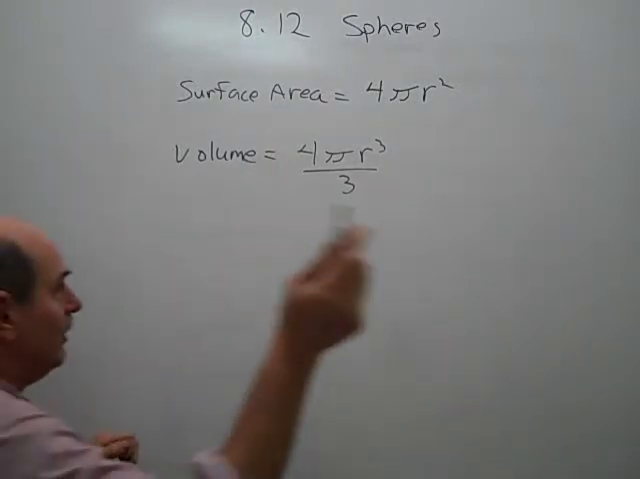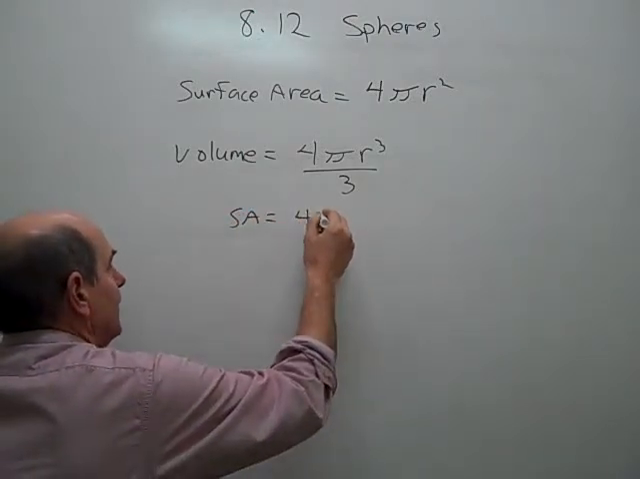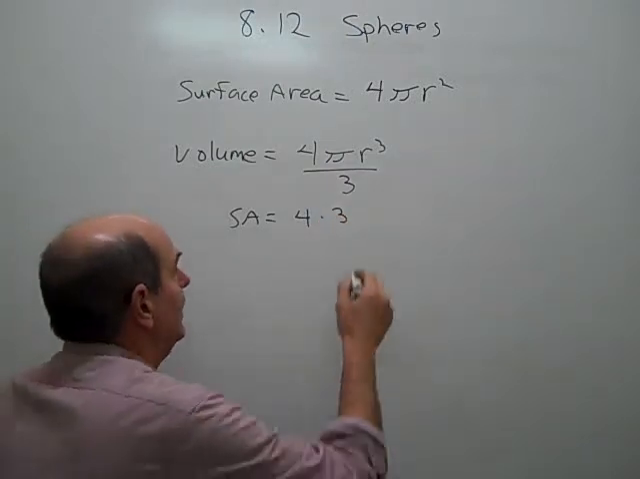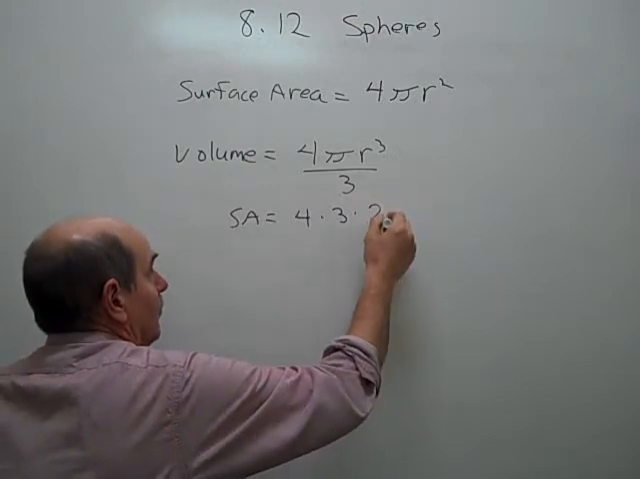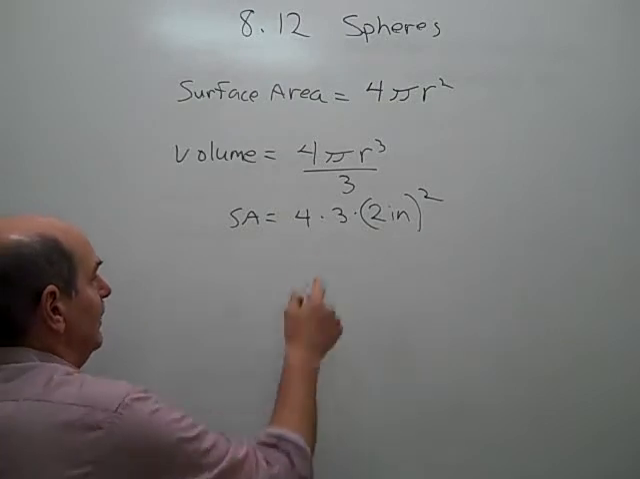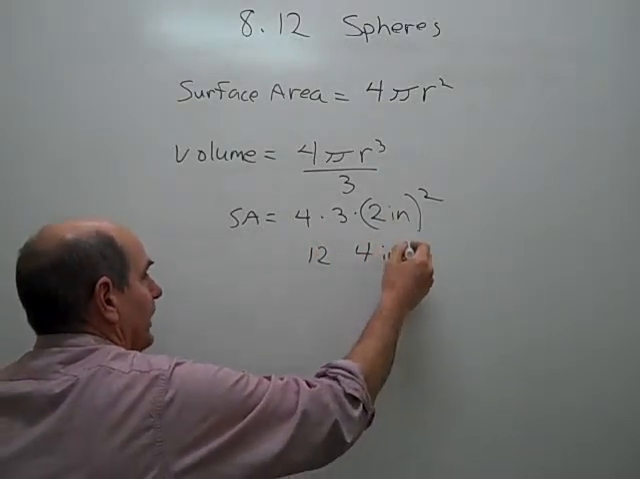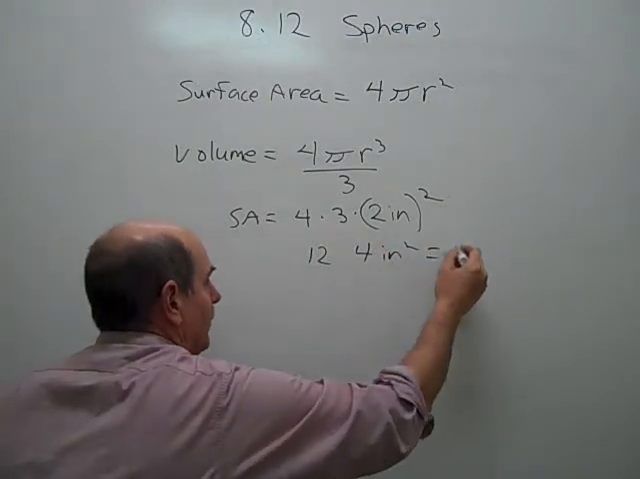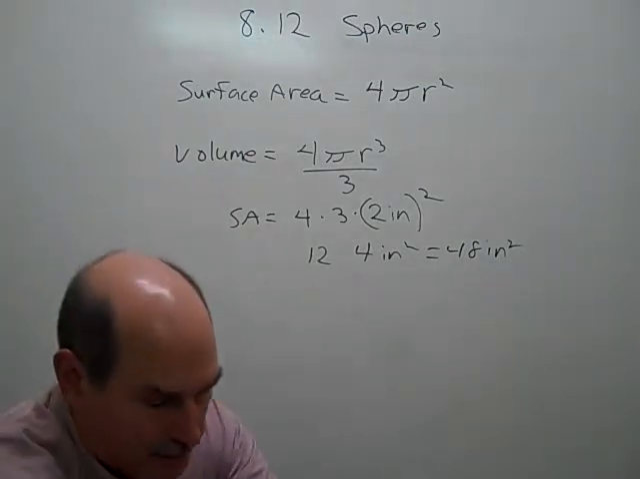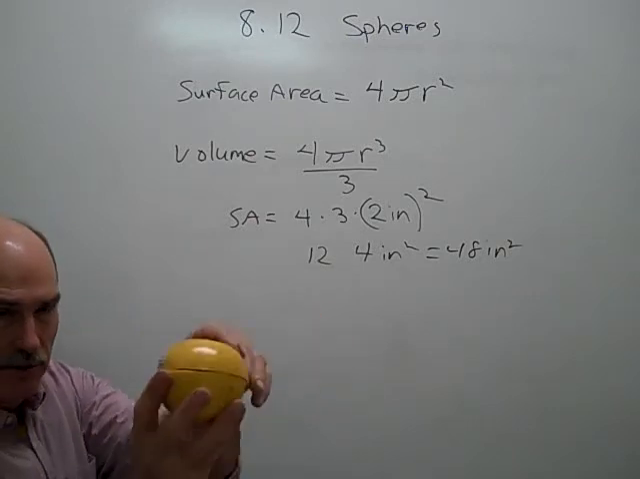So if we want to figure out the surface area, the surface area of that sphere would be 4 with no label. Pi has no label. I'm going to use 3 to make the calculations really simple. And the radius was 2 inches, so I have to do 2 inches and then square it. And then just do the math. This would be 4 times 3 is 12, 2 times 2 is 4, and we include the label, so that's 4 square inches, for a total of 48 square inches. What this is measuring is how much surface area is on this sphere.